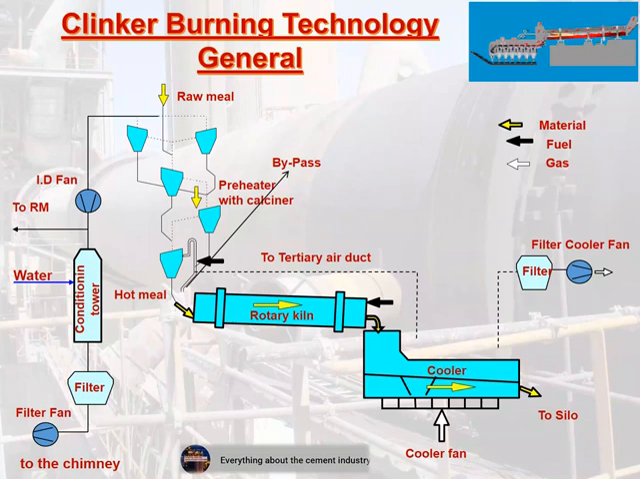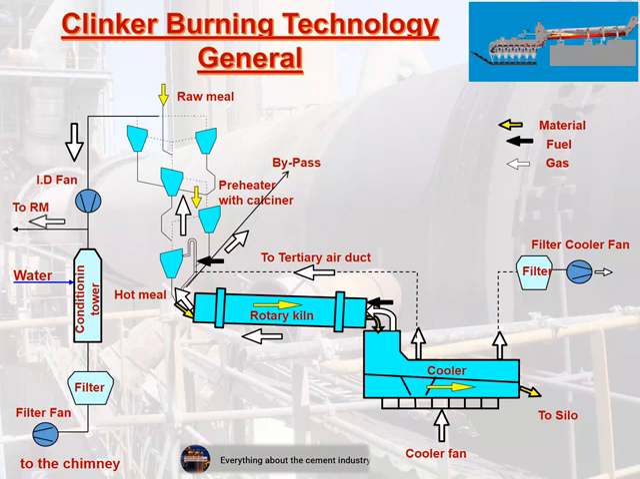Gases are removed from 3 outlets. 1. Degassing of gases and clinker dust through the cooler filter fan. 2. Through the ID fan, all gases are withdrawn. These gases pass through the rotary kiln and tertiary air duct, passing by the preheater. 3. Through the bypass fan. In some cement factories, it is not available. The raw mill is fed with hot air, and the rest is expelled through the chimney.